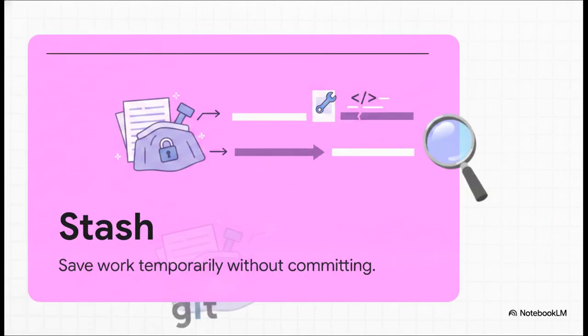Then we have stash. Let's say you're halfway through writing a really complex script and suddenly you get an urgent ping to check out a broken production branch. Your current work is definitely not ready to commit yet. Well, Git stash is your temporary safety net. It saves your uncommitted changes in a hidden pile, leaving you with a perfectly clean working directory so you can switch contexts quickly. Then, when you're done saving the day, you just pop your stash and pick up exactly where you left off.